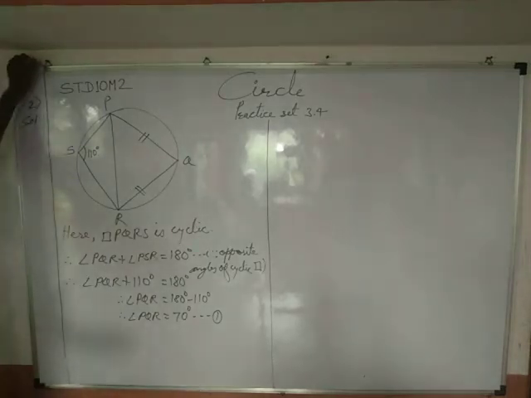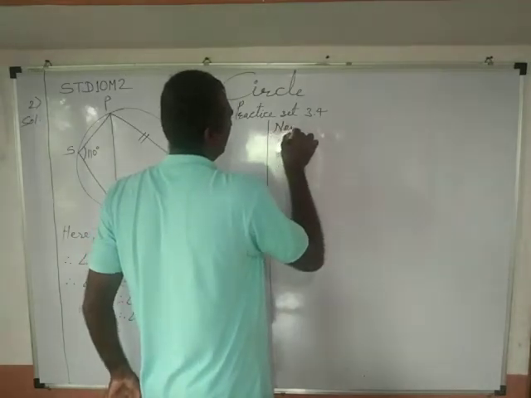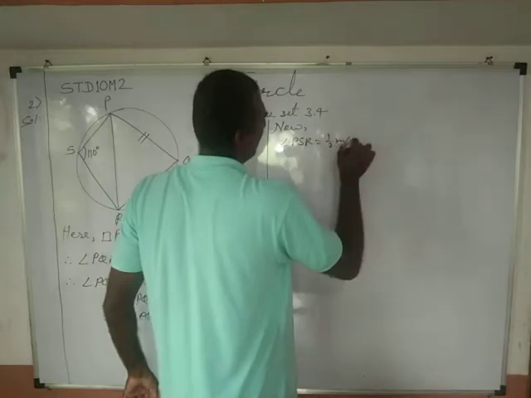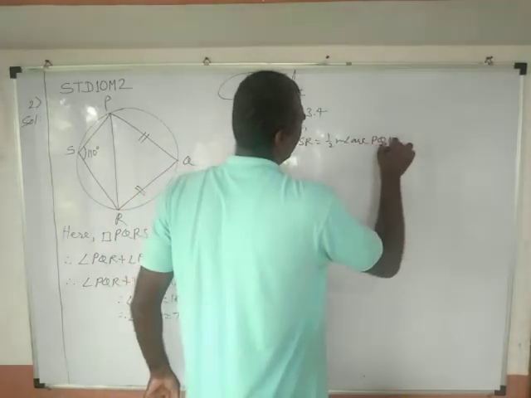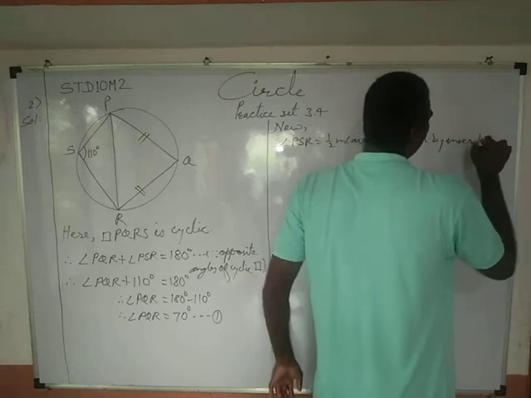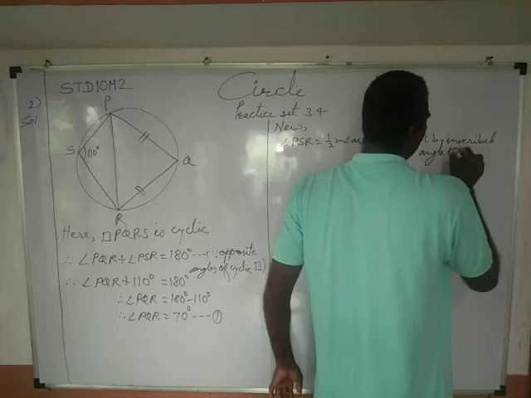Okay. Now angle PSR equals half of measure of arc PQR by the inscribed angle theorem.